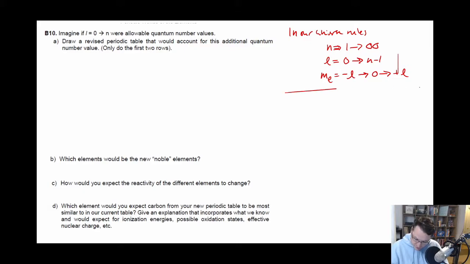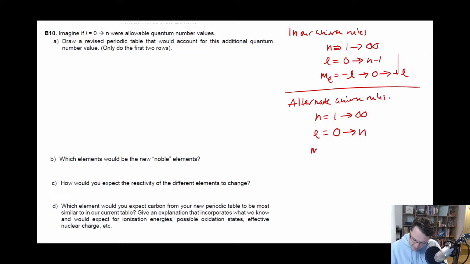In this alternate universe, you still have similar rules. We still have the n values from 1 to infinity. The L values now, though, are different, where instead of going from 0 to n minus 1, we can go from 0 to n in this scenario. And then the mL values are still going to be minus L to 0 to plus L. So the only thing that changed was the L value.